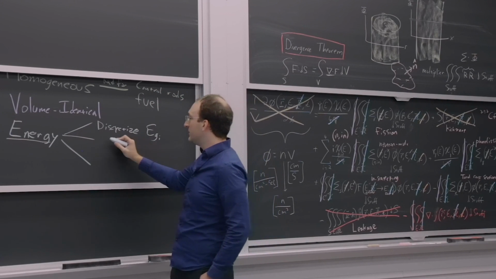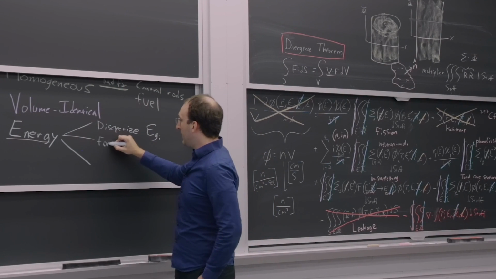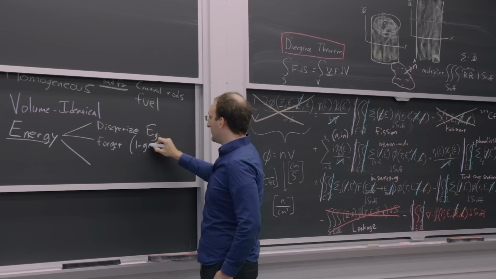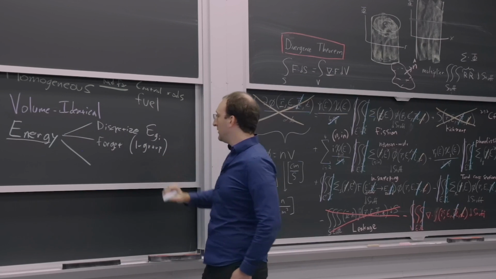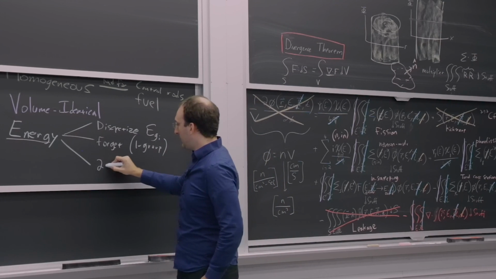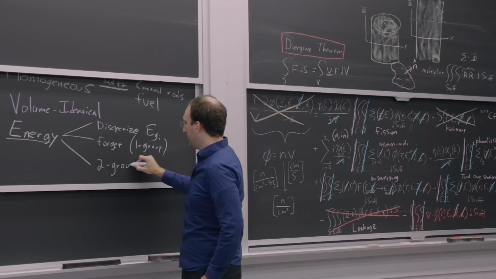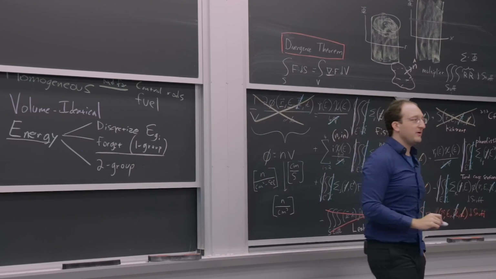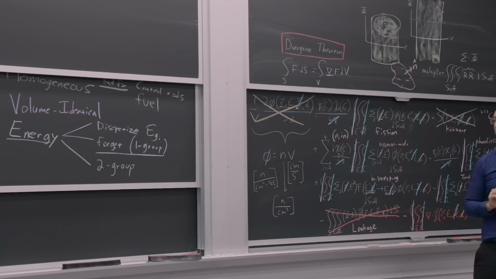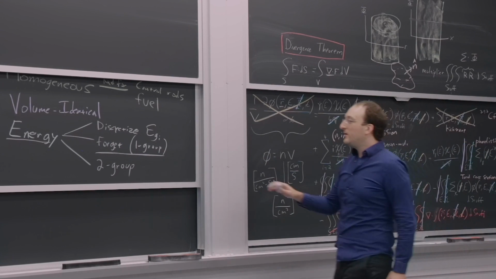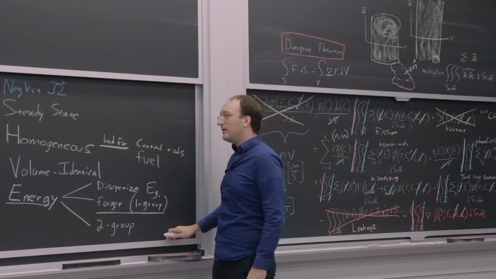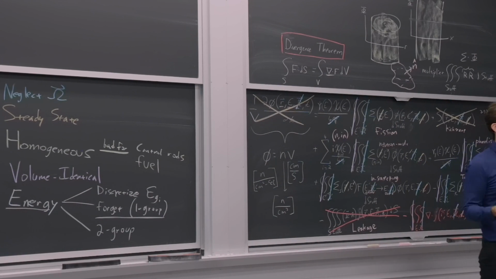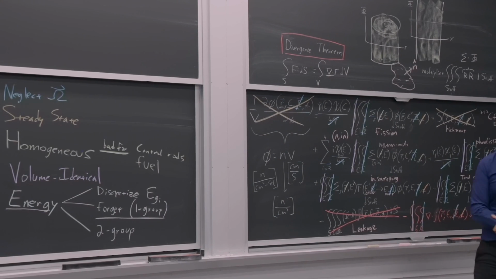So you can discretize, or you can forget it, which we're going to call the 1-group approximation. Or you can, well, let's say 2-group is the other one. We're going to do this one, forget energy. But we're not really going to forget energy, because you can't just pick an energy and pick a cross-section and say, OK, that's the cross-section we're going to use.